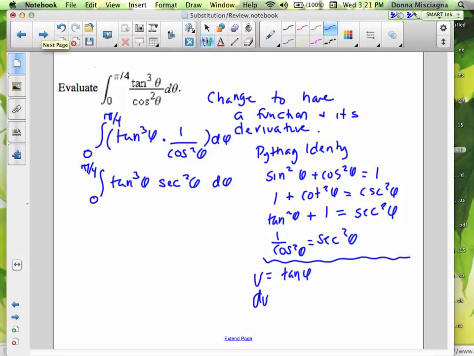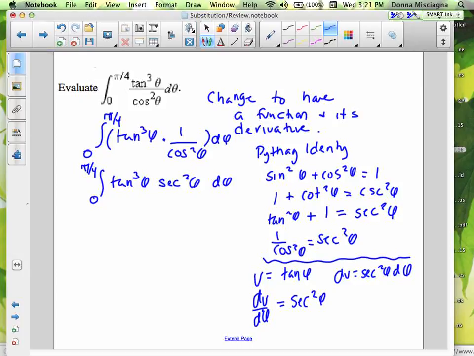So then we have du d theta would be secant squared theta. Sorry, we're not in dx, it's d theta. The derivative of tangent theta would be secant squared theta, and that means du is secant squared theta d theta. And so now we're all good. We'll finish up this problem, and then I'll start a new tape.